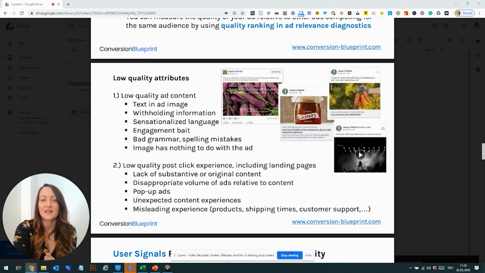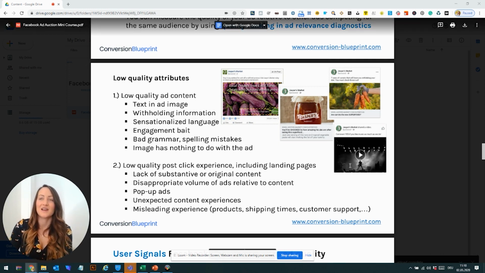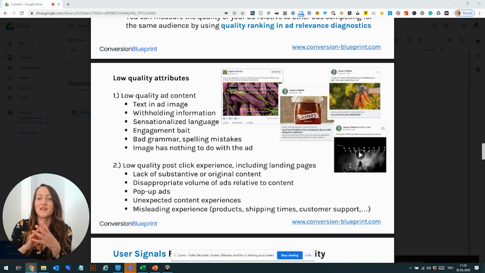The next thing is withholding information. So I also have put an example. You'll be shocked by how amazing his abs are after eating this superfood. First off, it's sensational language, which Facebook hates, but it's also like, you'll be shocked. It's a bit clickbaity, right? It tries to get the user to click on it by withholding information. So that is something that is considered a low quality attribute, and Facebook will punish you with higher costs.